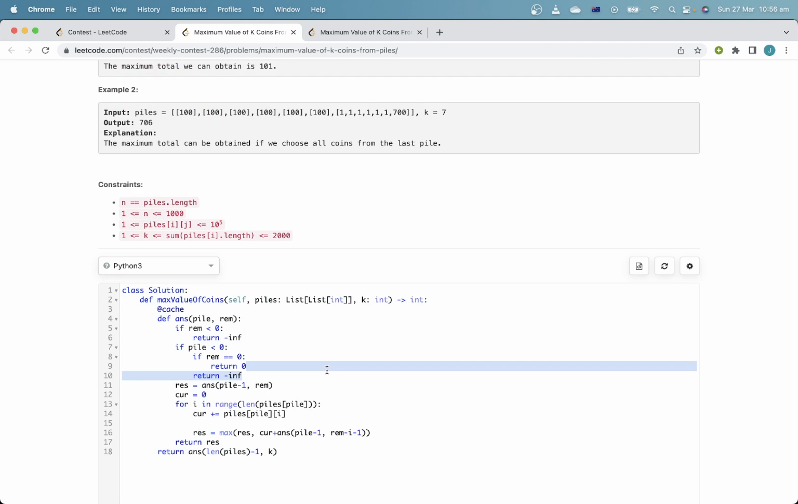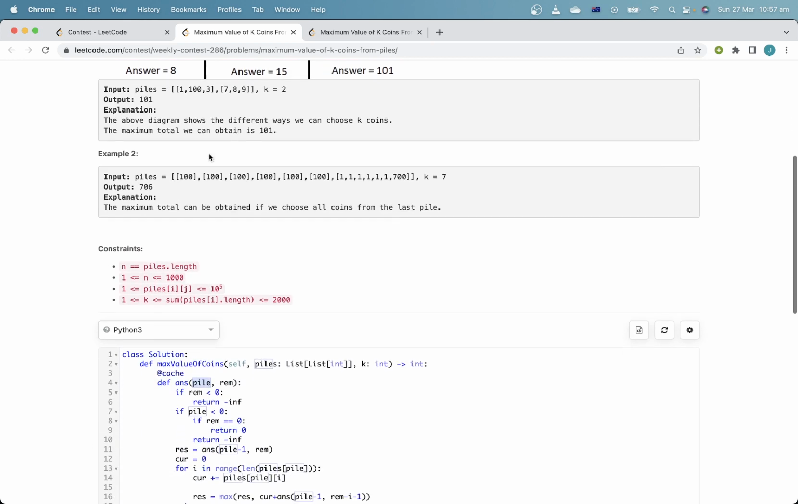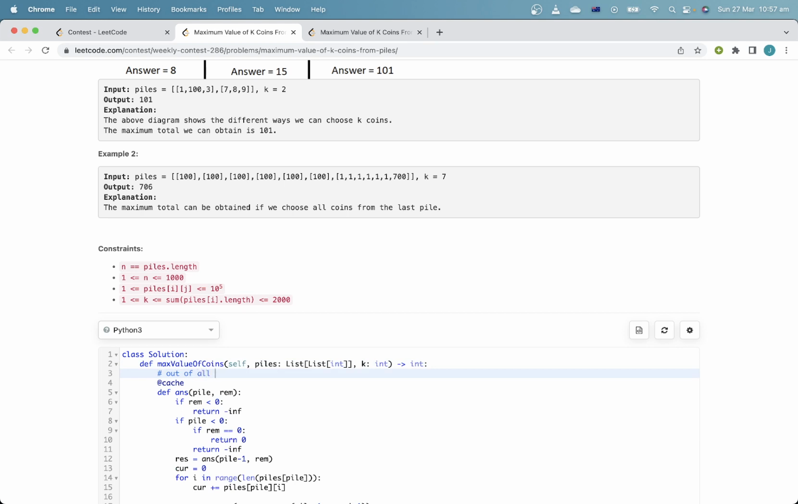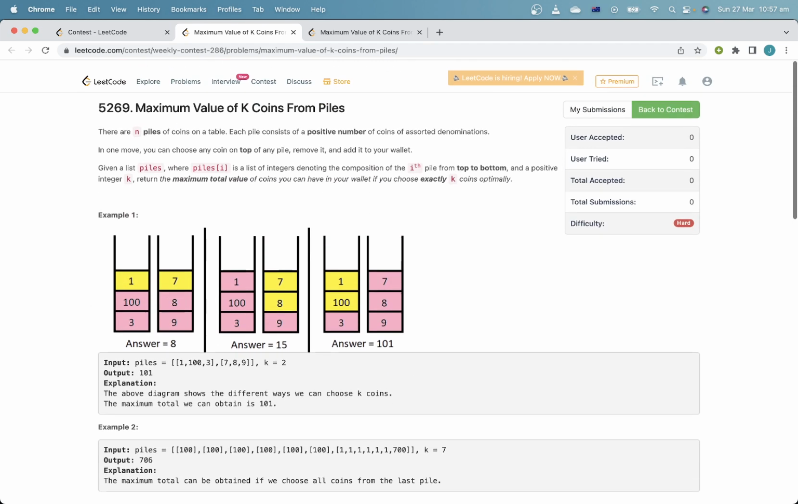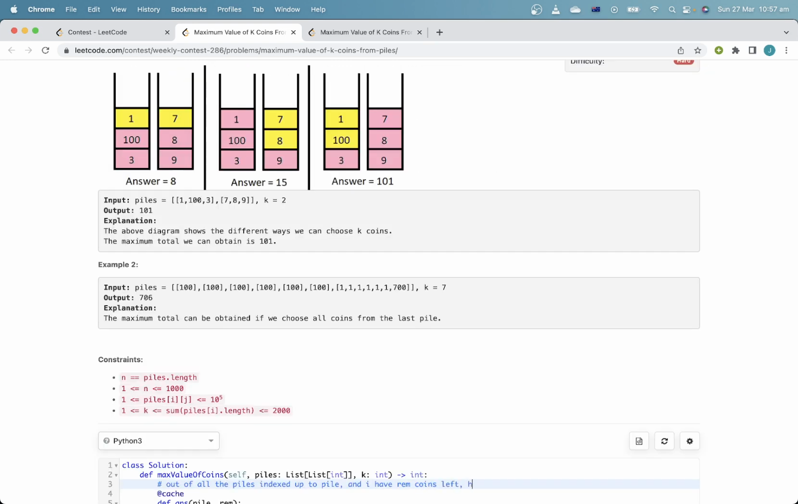So let's pretty much say our DP state is which pile. This is basically like a knapsack question. So my question might be: out of all the piles indexed up to pile, and I have remaining coins left, what's the maximum total?